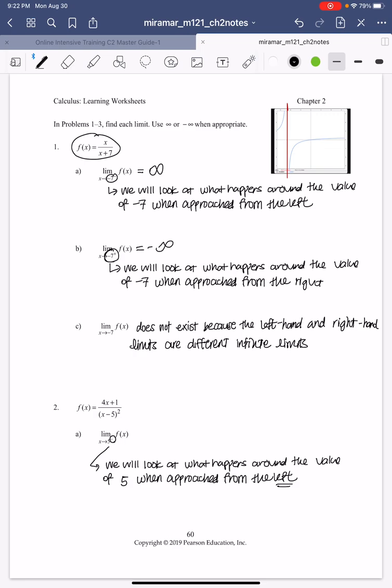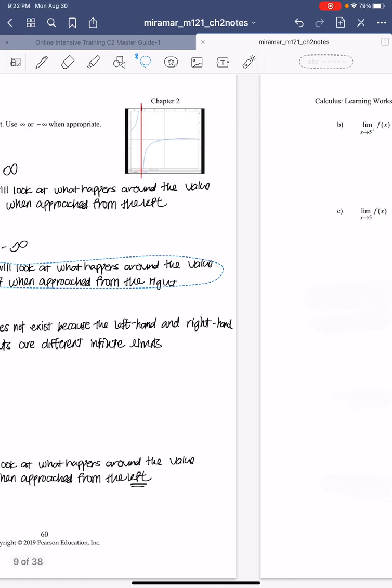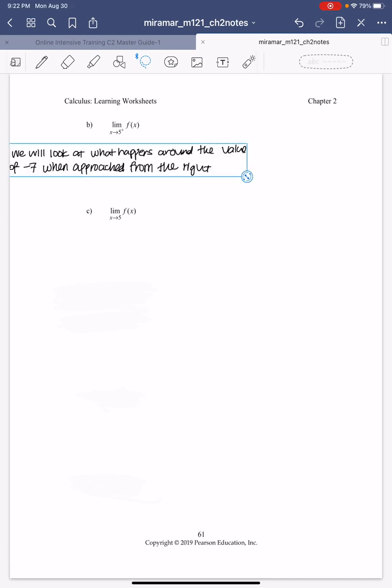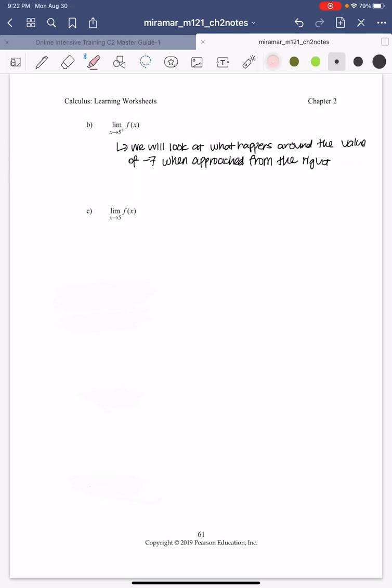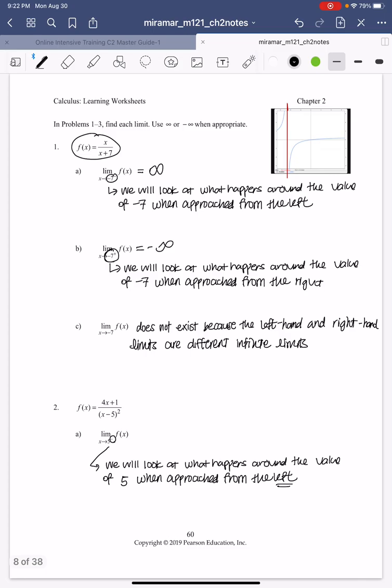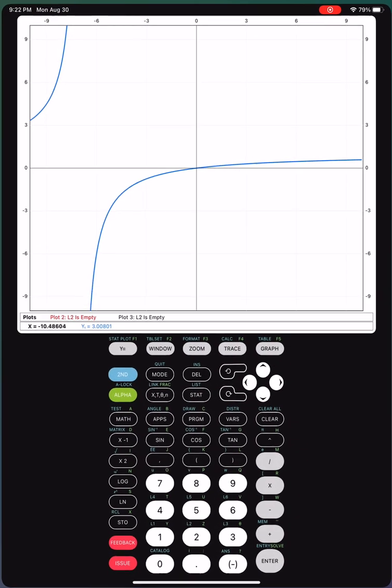Okay. And then this right over here, I'm looking at 5 plus, so the right side around 5. Okay. Remember, the limit is not exactly at the point, but the limit is looking at what happens to the graph as it gets close to that value. So let's graphically approach the problem. That's the easiest way to see what happens.